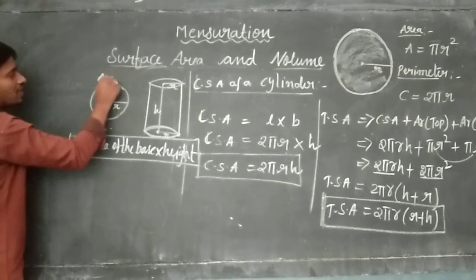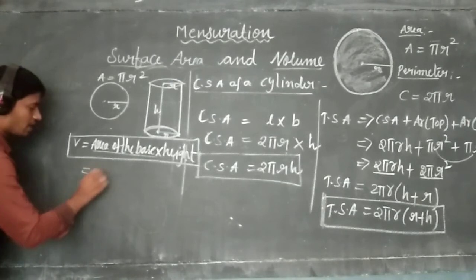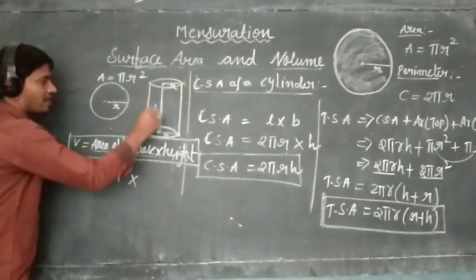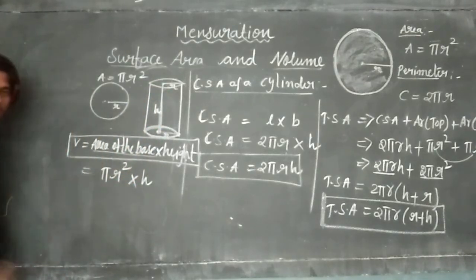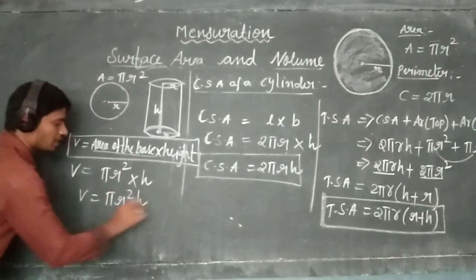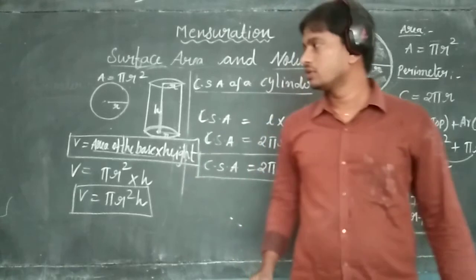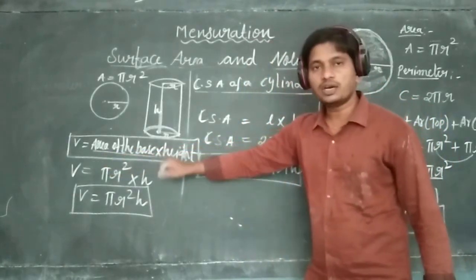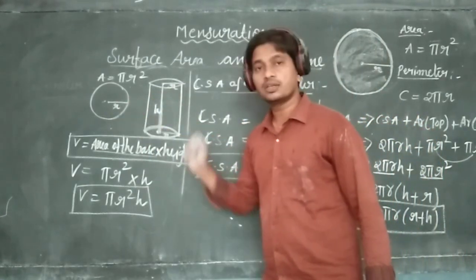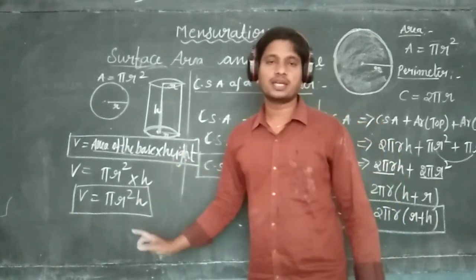And what is the area of a circle? Area of a circle is pi r square. Therefore, our area of the base is pi r square into, and this is our height h. So, what is the volume of cylinder? Volume of cylinder equals pi r square h. Students, understood? Volume of cylinder equals area of the base into height. Base is in the shape of a circle, therefore area of the circle is pi r square into h, which is equal to pi r square h.